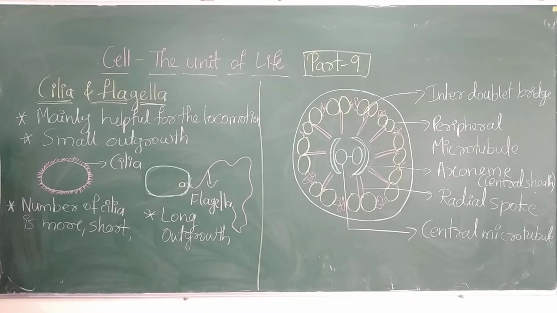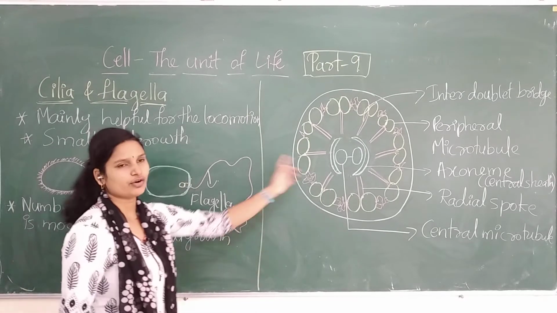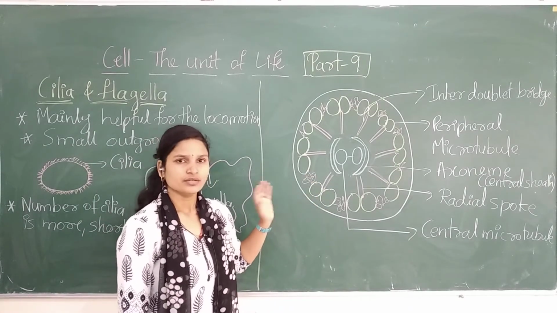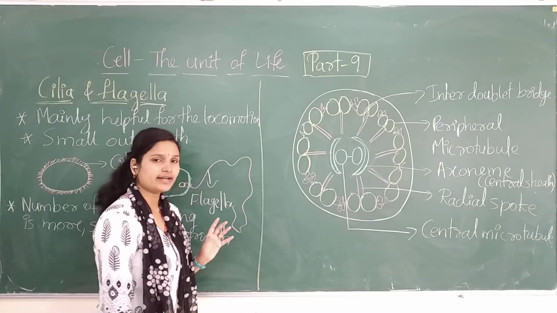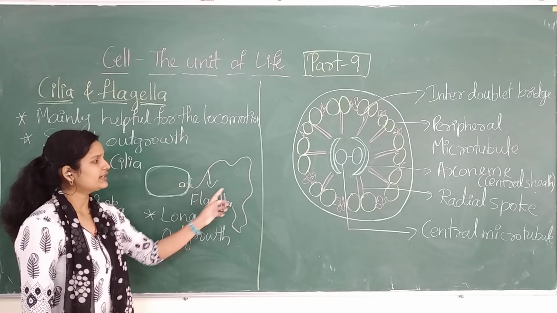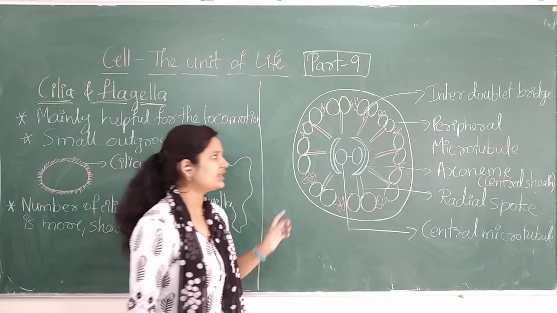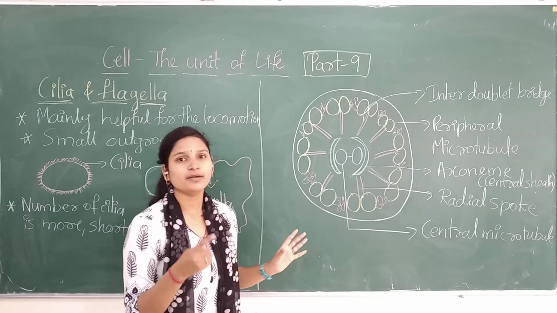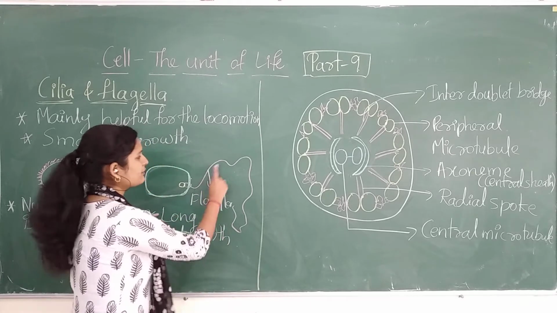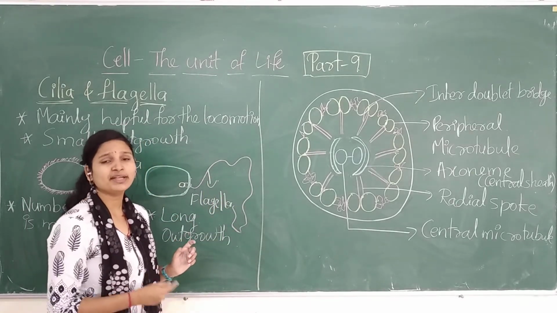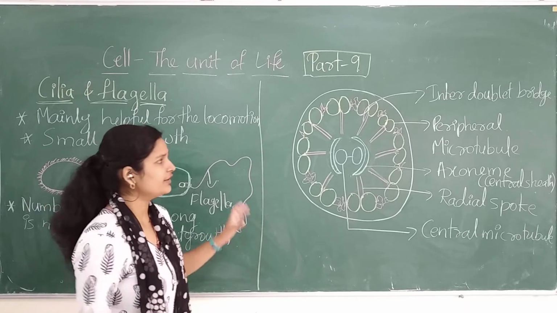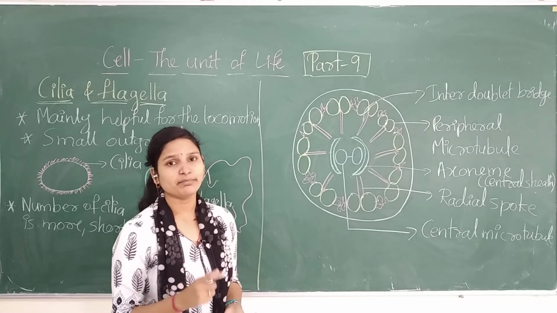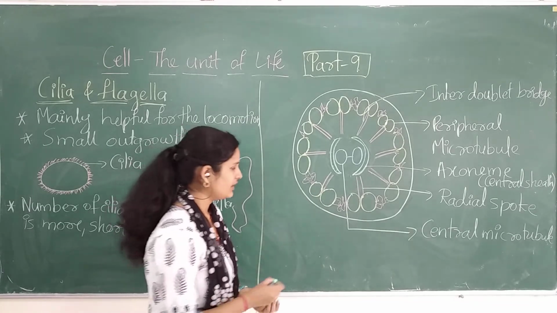Now, shall we start the explanation of this structure, that is cilia and flagella. Listen carefully, it is very important. When we look at the structure of cilia and flagella, there will be this kind of arrangement. These are nothing but the proteinaceous part which helps the organism for movement. These are the doublets. The doublets will be 9 in number, 9 doublets.